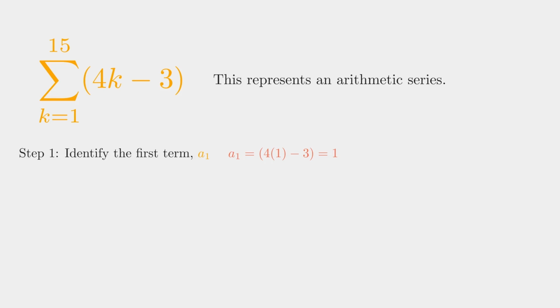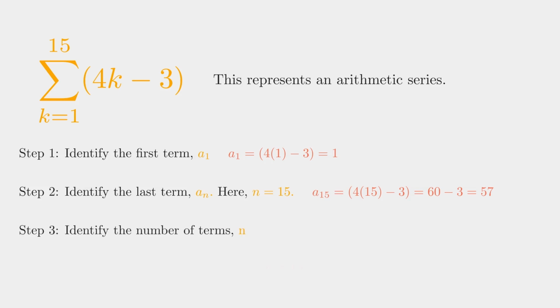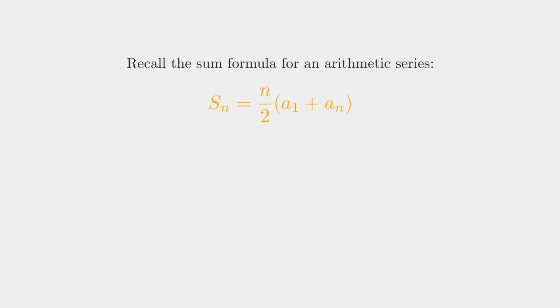So a1 is 4 times 1 minus 3, which is equal to 1. Next, we identify the last term, a of n. Here, n is 15, so a of 15 is 4 times 15 minus 3, which will give us 57. The number of terms n is clearly indicated by the upper limit of the sigma notation, which is 15, since it starts at 1.